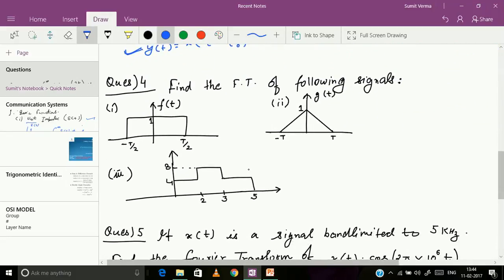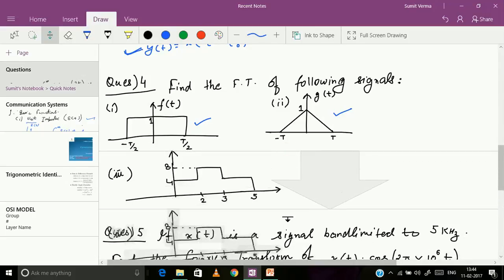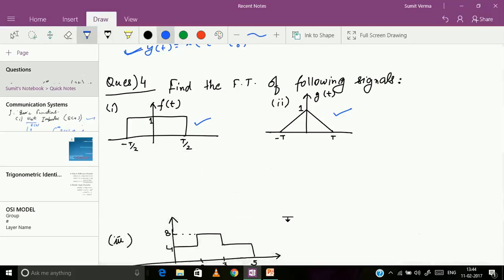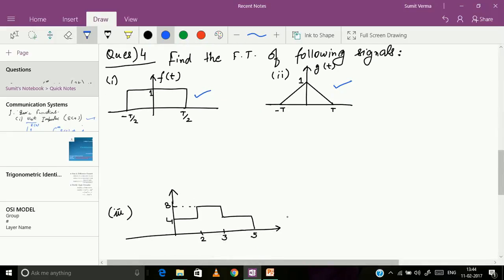We will find the Fourier transform of these following signals. So this part I already told you how to use the shortcut for. So I'll directly write the Fourier transform for these two using the same shortcut. As I already told you, this is a gate pulse. So how to find its Fourier transform? You know it is going to be a sampling function.